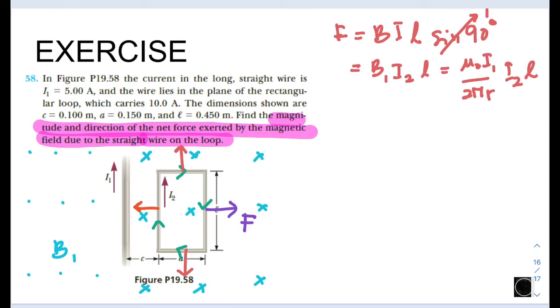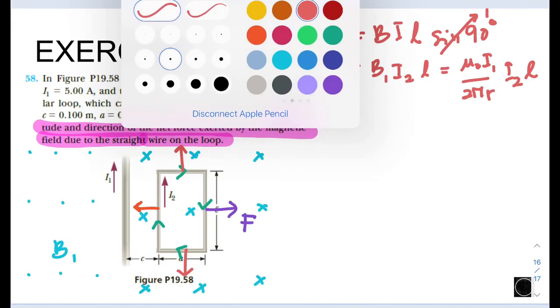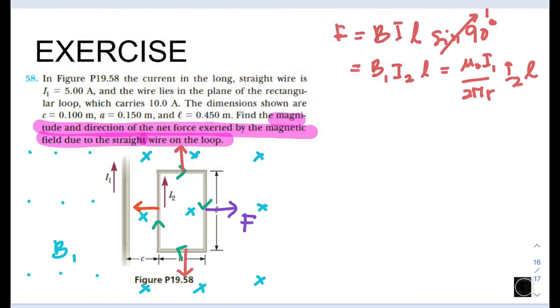So the ones that are different are the right side and left side of the loop, because the distance is different. For this one, it's only C. For this one, C plus A. Of course, the strength of the B will be different. Then the F is also going to be different because it depends on the B. And the I is the same for sure, because it's within the same loop.